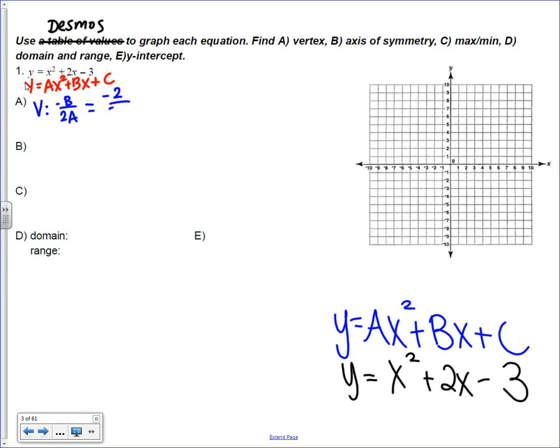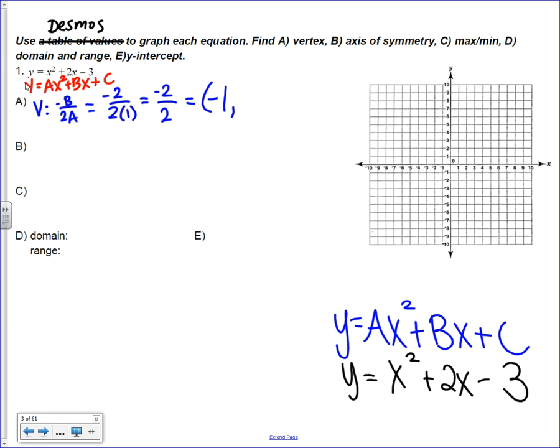Over 2 times, what's the A right now? It's a 1. You agree there's a 1 in front of there. So what is 2 times 1 down there? What is negative 2 over 2? You got it. That is the y value for the vertex. Excuse me, I apologize. That is the x value for the vertex. Do you see how I started it as an ordered pair? We have to now use Desmos to find the y value.